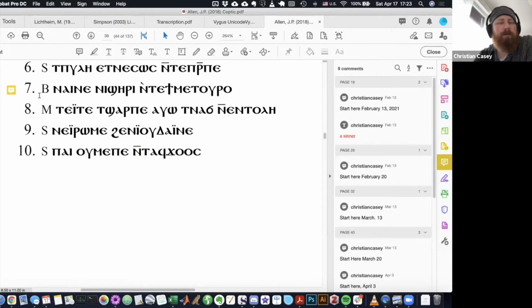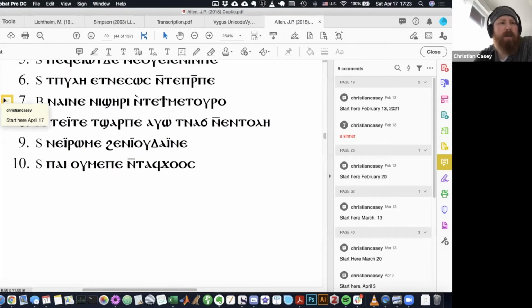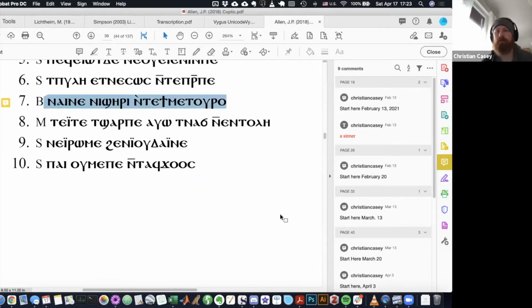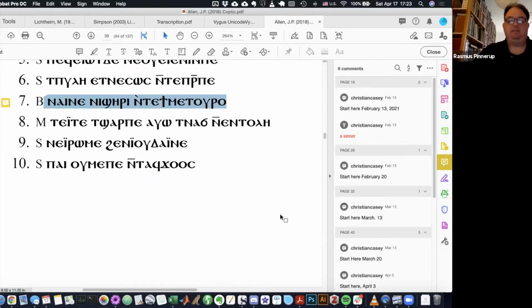So number 7, I think this is where we are, April 17th. Rasmus. Yeah, I can give it a shot. I haven't actually managed to prepare the sentences, but I'll give it a shot. I've been looking at the glosses below the vocabulary, and so the nishire are children, right?